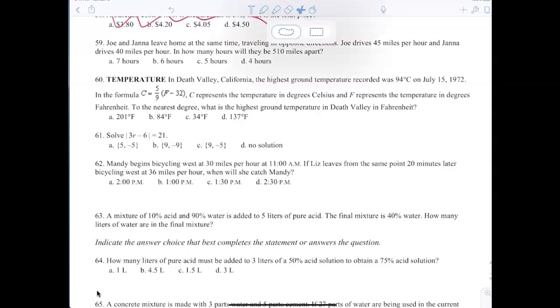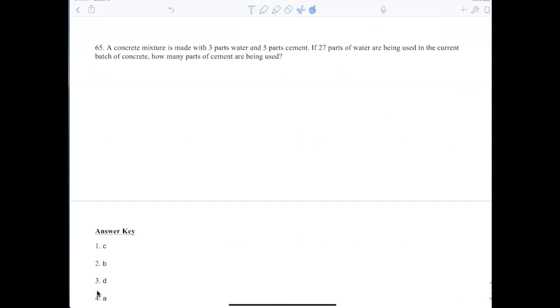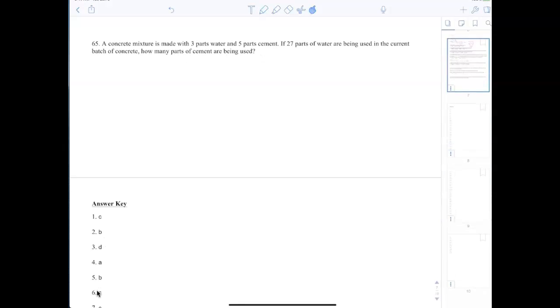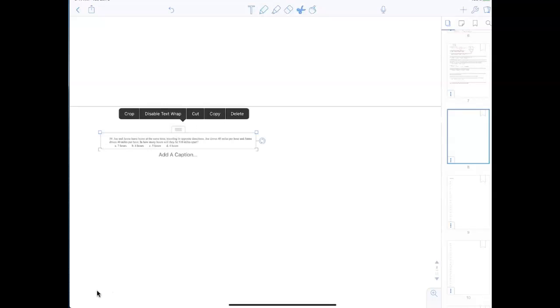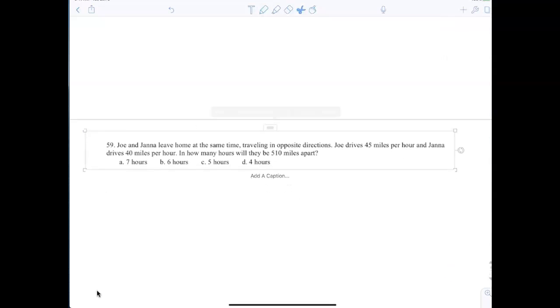Okay, so let's look at these. The word problems are the hard ones. Okay, let's see. All right, it says here that Joe and Jenna leave home at the same time, traveling in opposite directions. Joe drives 45 miles per hour, and the other person drives 40 miles per hour. How many hours until they are 510 miles apart?